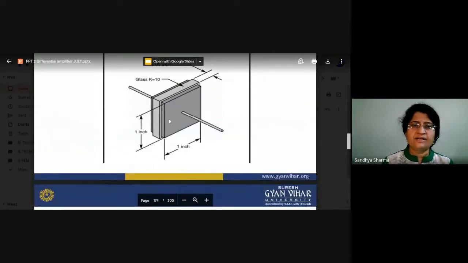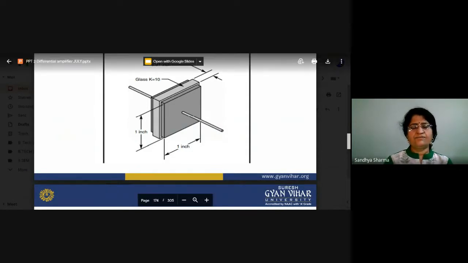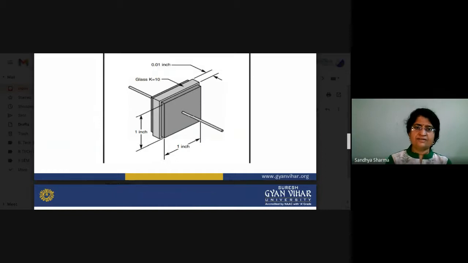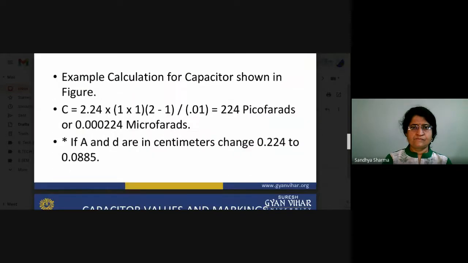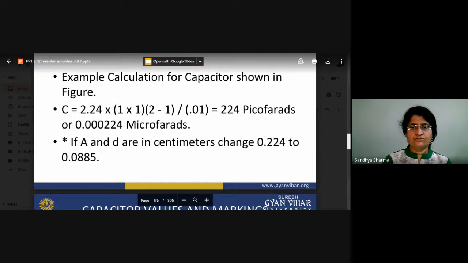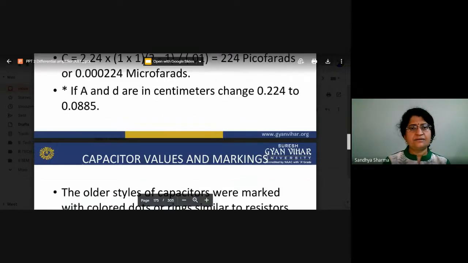If we take glass, K is equal to 10. The thickness is 0.01 inch, and the plates are 1 inch in height and 1 inch in width. If we put in the values, the capacitance will be 224 picofarads. And if A and D are in centimeters, change them into the proper units.